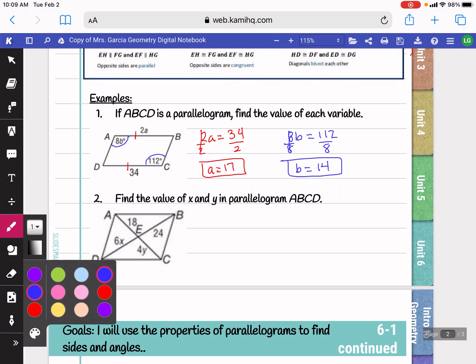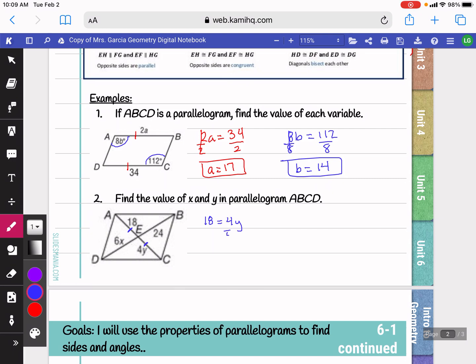We look at example 2. Here we're dealing with diagonals. They want us to find the value of x and y. So I know that this diagonal right here is congruent to this one. So I could say 18 equals 4y. And then I could divide by 4. So y is equal to 18 fourths.